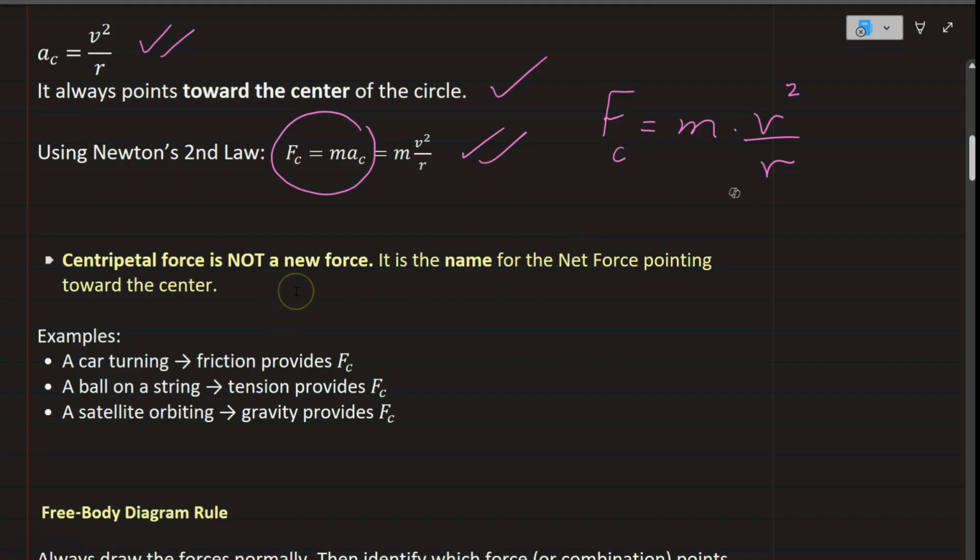Now, one more thing. Centripetal force is not a new force. It is the name for the net force pointing towards the center, always pointing towards center. All right. And these are the examples: a car turning, that's friction, that's Fc. A ball on a string that you're swinging around, that's tension, it provides the Fc to the center again. And then in the grand scheme of things, the satellite orbiting, that's gravity pulling it, and that provides the centripetal force. So in these cases, 3 different scenarios for the centripetal force, but there are different types of force: friction, tension, and gravity. But they are all centripetal force.